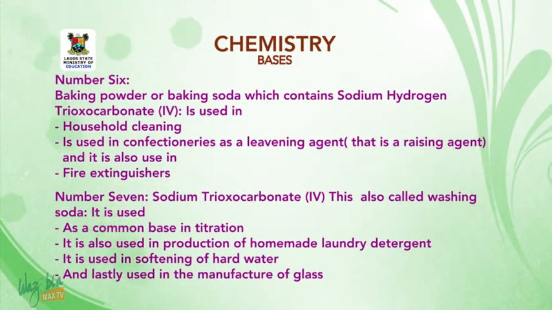Number 7, sodium trioxocarbonate 4. This is also called washing soda. It is used as a common base in titration. It is also used in production of homemade laundry detergent. It is used in softening of hard water, and lastly, used in the manufacture of glass.